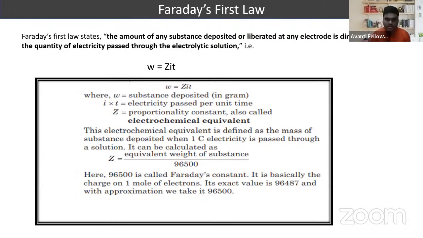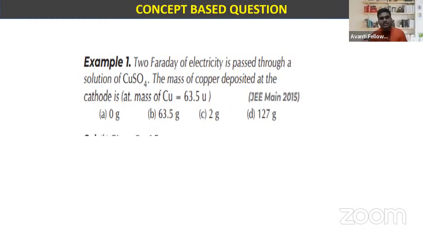According to Faraday's first law, the amount of any substance that is deposited or liberated at any electrode is directly proportional to the quantity of electricity passed through the electrolytic solution. That is, W is equal to ZIT, where W is the weight of the substance deposited, Z is the proportionality constant, also called the electrochemical equivalent, I is the current, and T is the time. Right? Where 96,500 is called the Faraday constant.